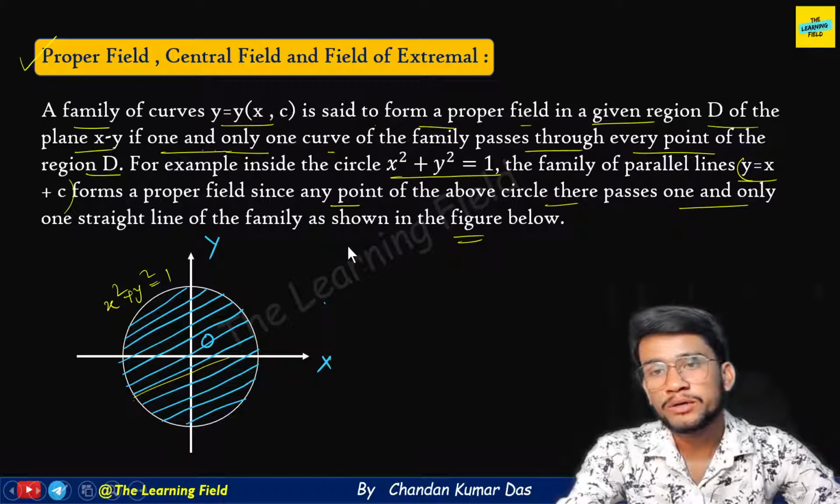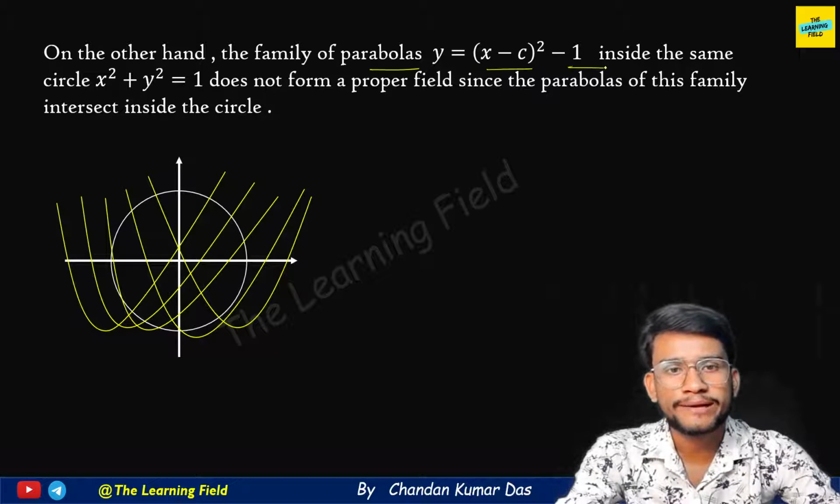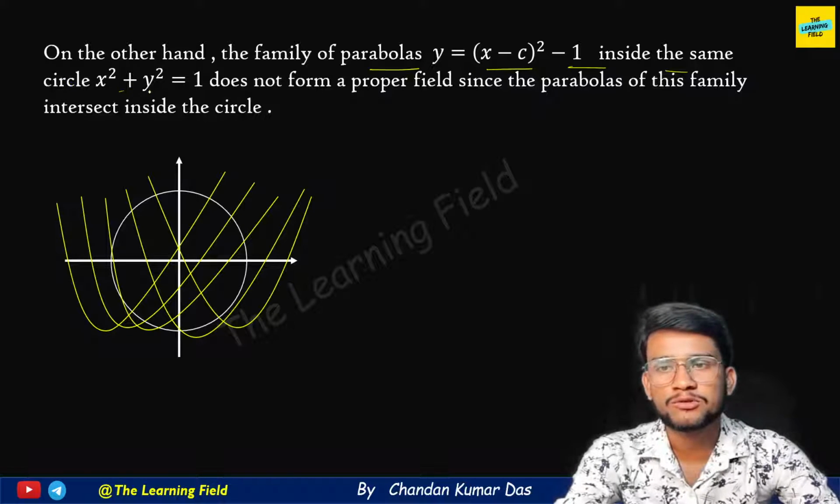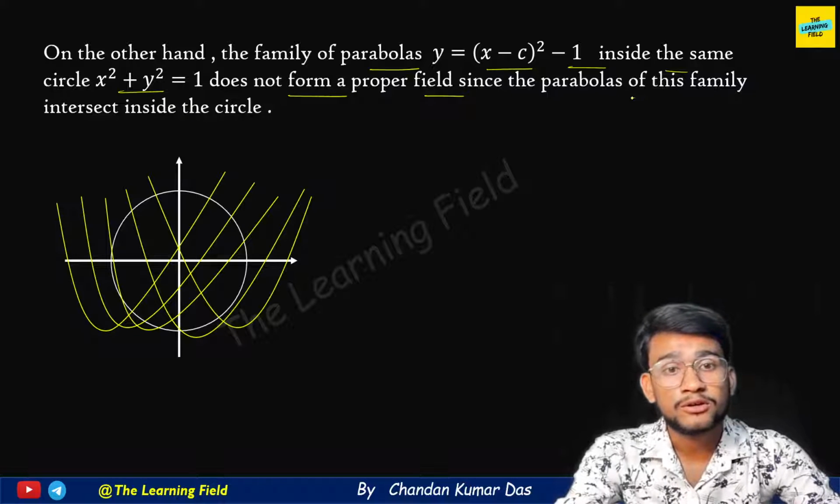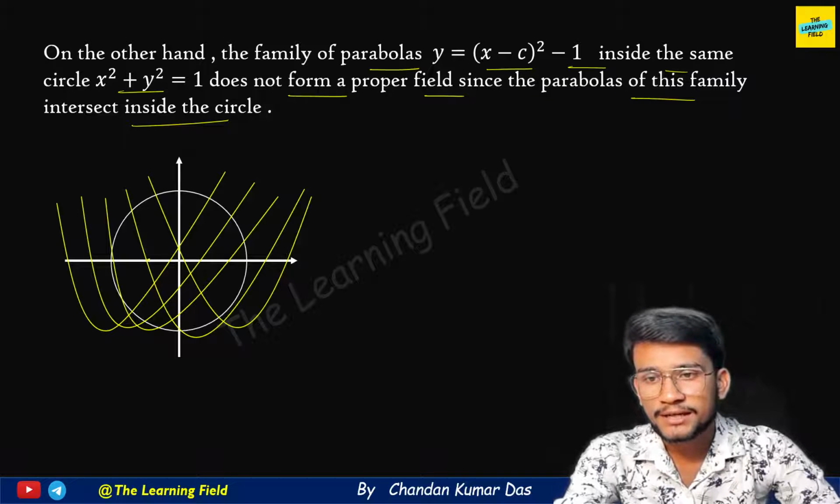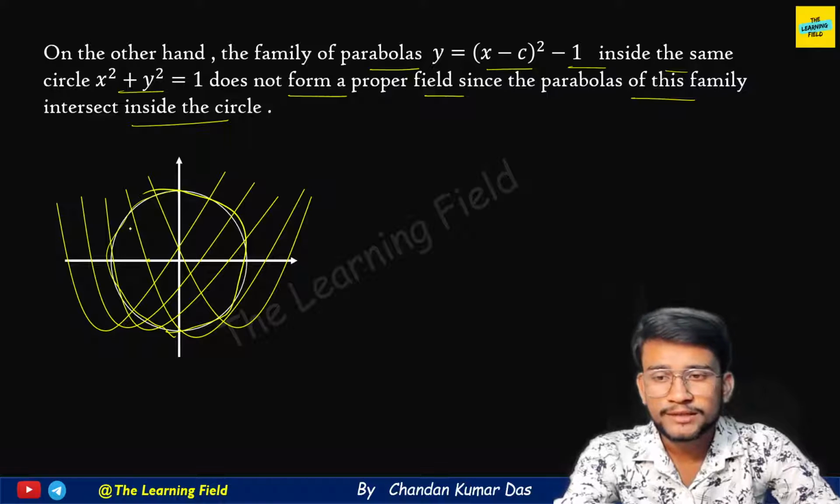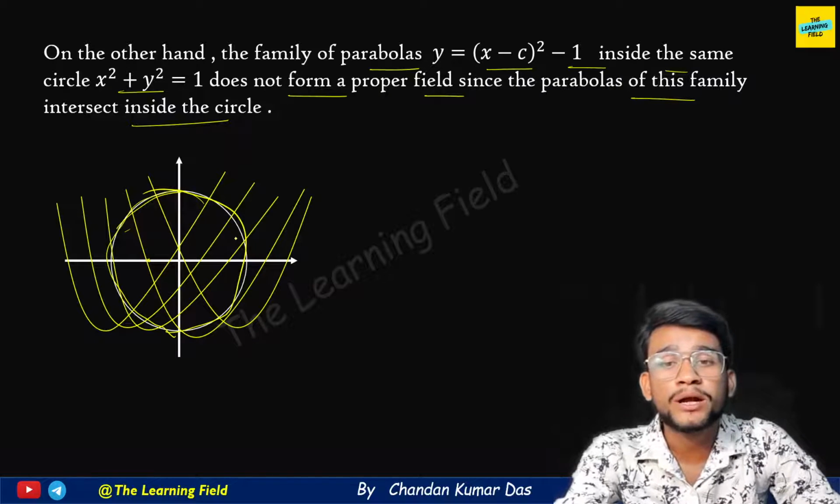Now if we take another example, on the other hand, the family of parabolas y equal to x minus c whole square minus 1 inside the same circle x square plus y square equal to 1 does not form a proper field, since the parabolas of this family intersect inside the circle. Inside the circle there are intersections of the parabolas of the family, that's why in this case this is not a proper field.